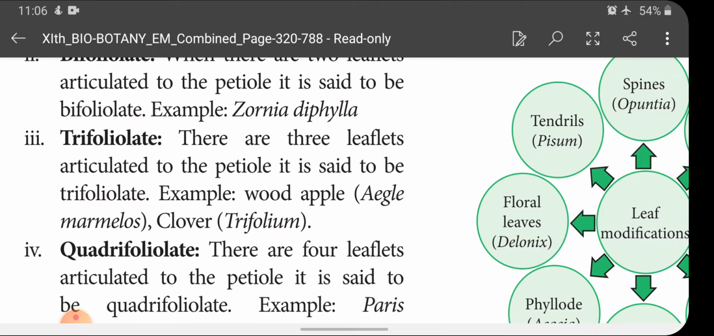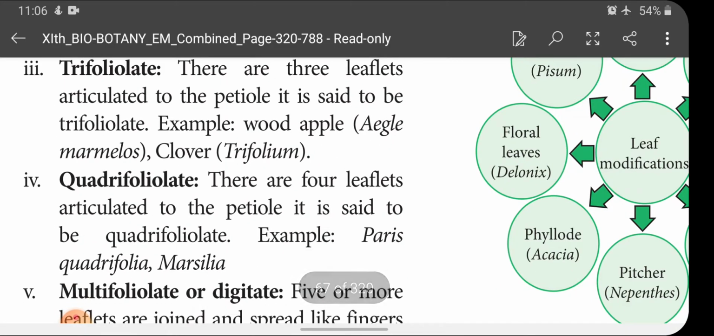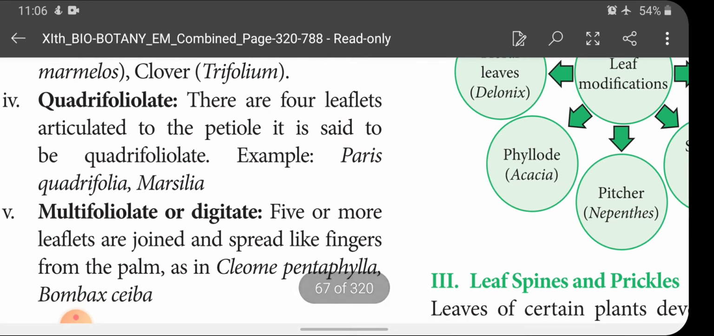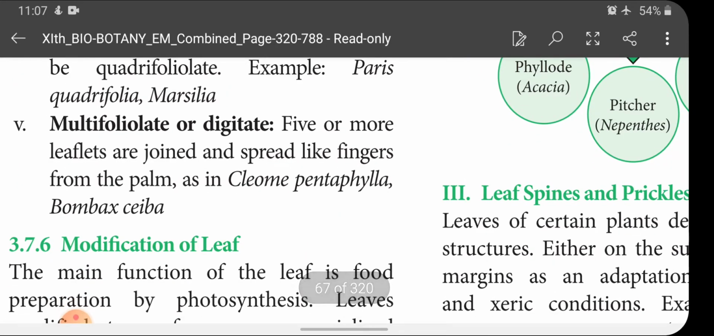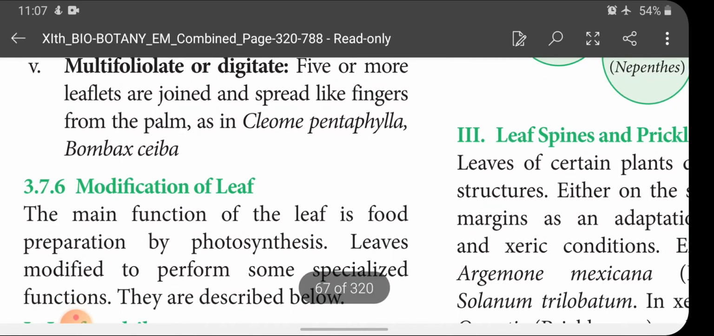And trifoliate, when there are three leaflets articulated to the petiole, it is said to be trifoliate. Example: wood apple, that is Aegle marmelos, and clover, Trifolium. Quadrifoliate, when there are four leaflets articulated to the petiole, it is said to be quadrifoliate. Examples: Paris quadrifolia, Marsilea. Then multifoliate or digitate, five or more leaflets are joined and spread like fingers from the palm, as in Cleome pentaphylla and Bombax ceiba. So these are the various types of leaves we can see.